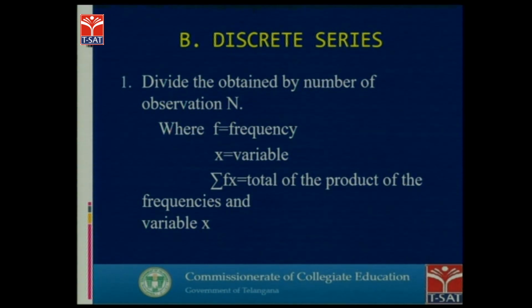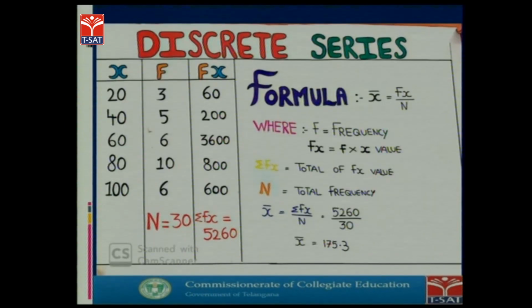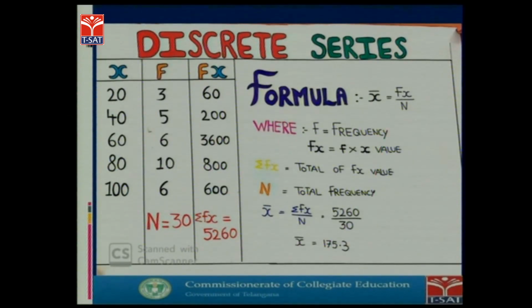So now let's see a problem which deals with the mean of discrete series. The formula for discrete series is x bar is equal to sigma fx by n, where f is the frequency, fx is f into x value, sigma fx is the total of fx values, and n is the total observations. These are the x values, that is 20, 40, 60, 80, 100, and these are the f values, that is the frequencies 3, 5, 6, 10 and 6.